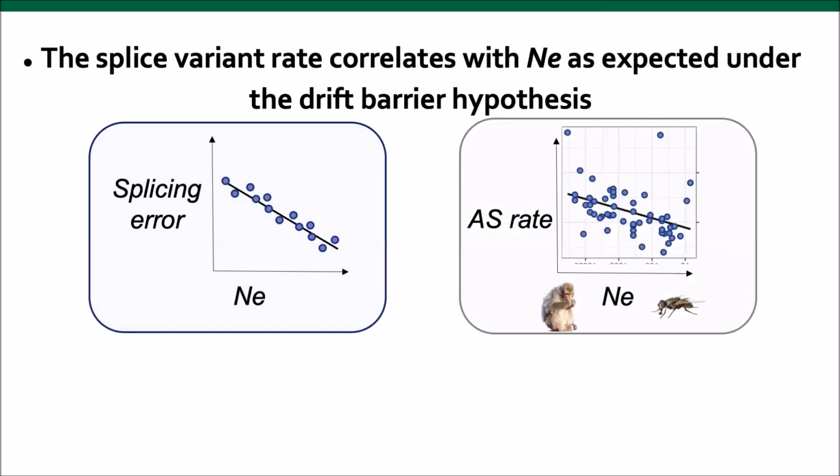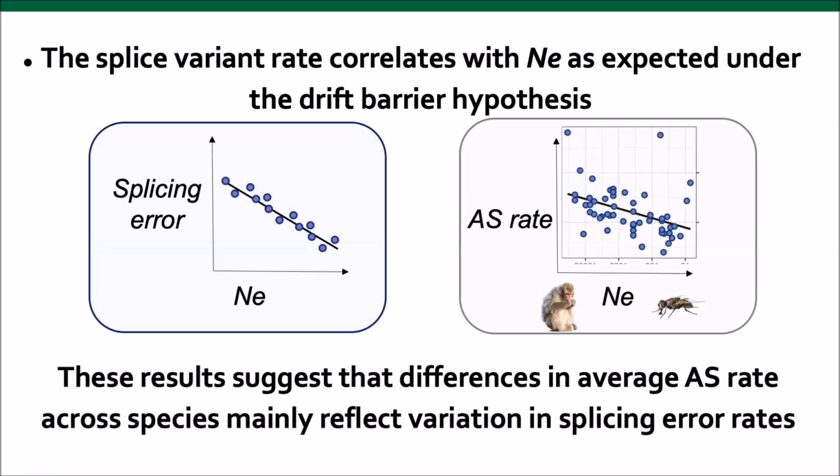So in the end, we observe that, as predicted by the drift barrier, the rate of alternative splicing tends to decrease with increasing effective population size. And so these results suggest that the difference in the rate of alternative splicing across species mainly reflects variation in splicing error rates.